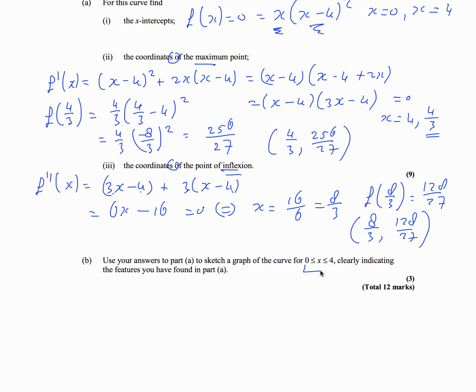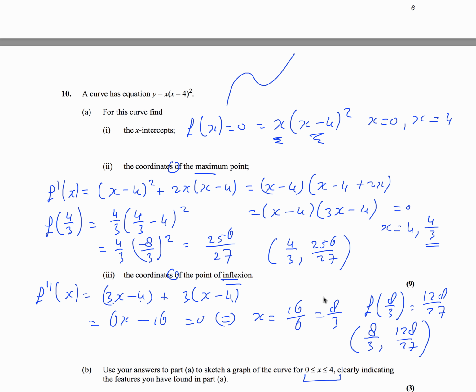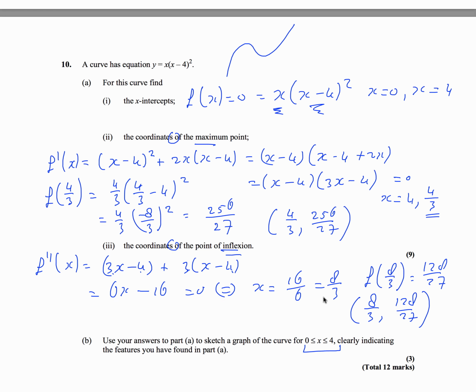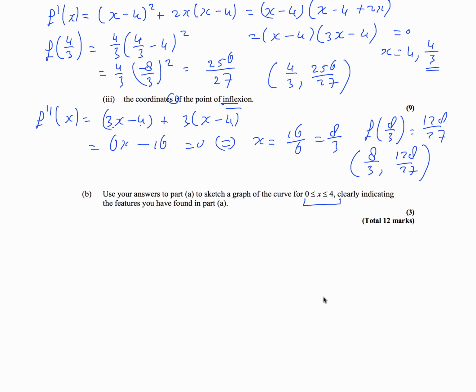Use your answer to sketch the graph of the curve, clearly indicating the features you found. Okay, so what are the features I found? I found the x-intercepts. I found a maximum at 4/3, so it's about 1.33, and the inflection at 8/3, which is what, 2.67 or something like that. Okay, good. So stay within the domain.